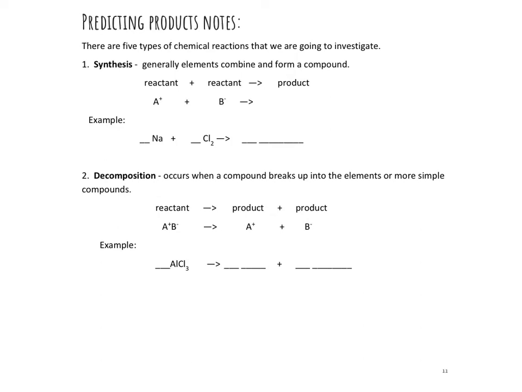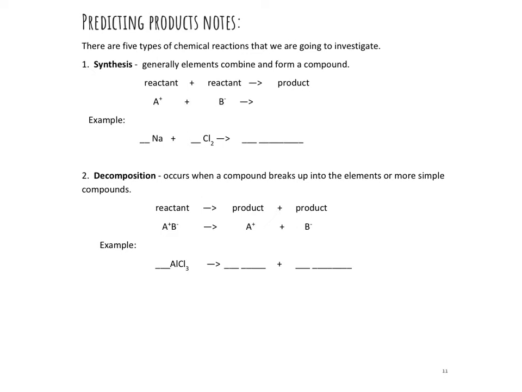Hey guys, we're back again today with predicting products. Now this is one of the coolest things in chemistry because it allows you to look at two elements or compounds and determine what's going to happen to them in a chemical reaction, which is really cool, and it's one of the big things that chemistry tries to do is predict what's going to happen between two substances.